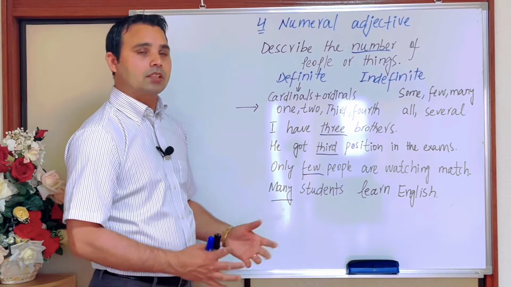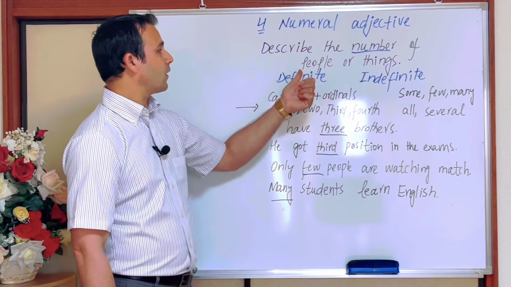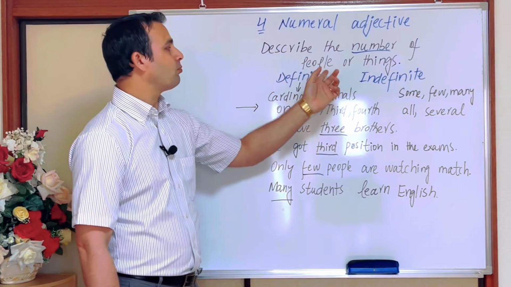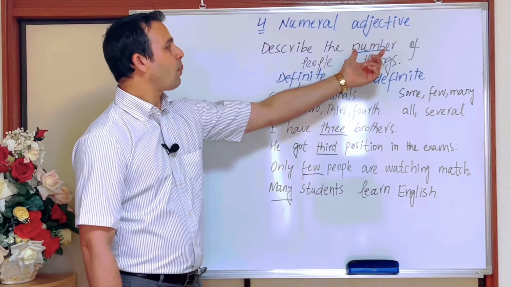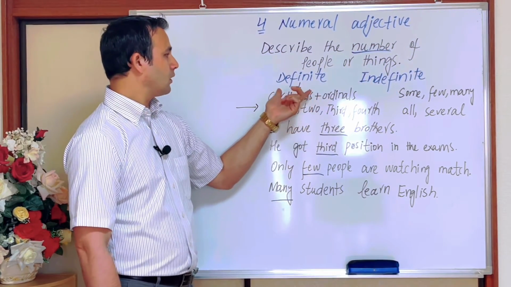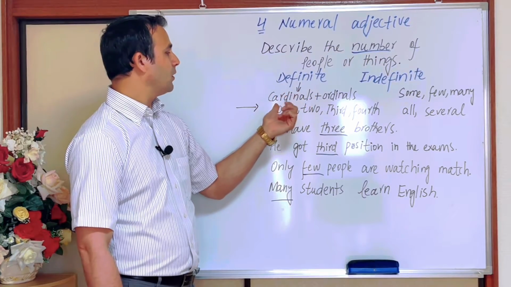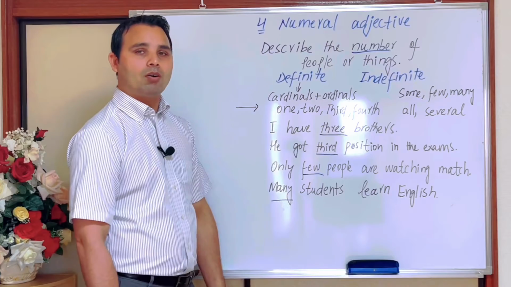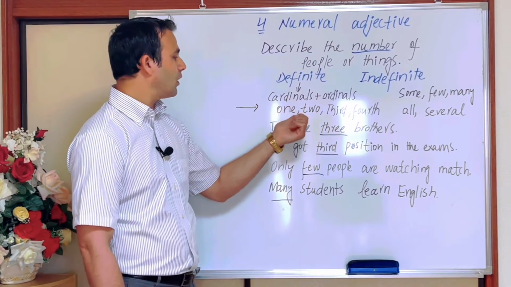So once again, numeral adjectives, they describe the number of people or things. The number of people or things can be definite or indefinite. Definite number of the people will be like this, cardinals or ordinals. Cardinals means 1 2 3 4 5.